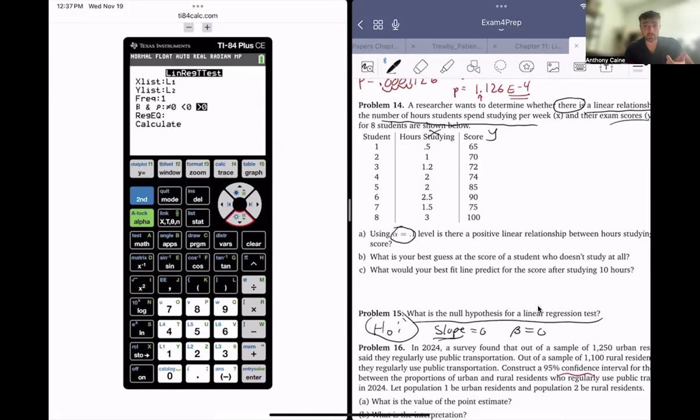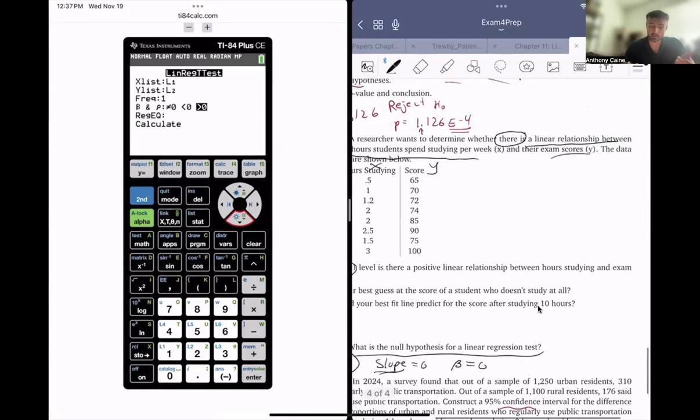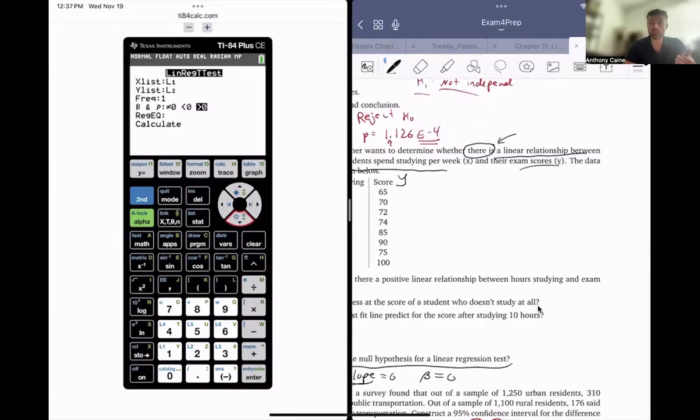What we teach the calculator is the alternate hypothesis. So in this case, we just want to know if there is a linear relationship. So if the slope is non-zero. So we just want to know this.